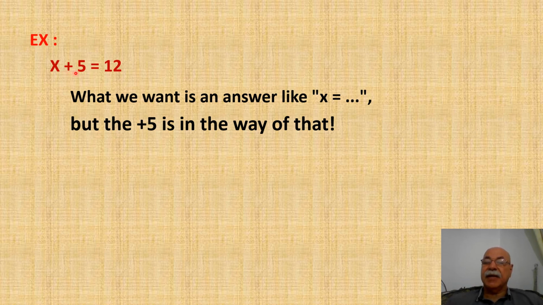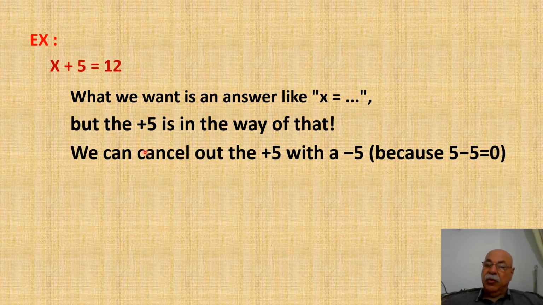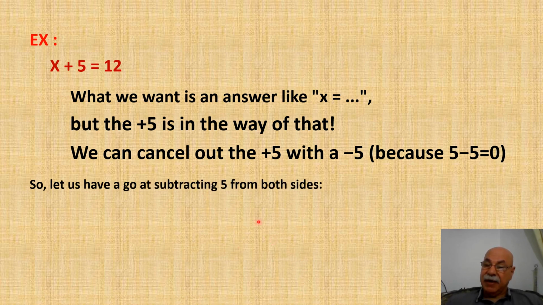This plus 5. We can cancel it out with minus 5, because 5 minus 5 equals 0. So let's subtract 5 from both sides. Here I can cancel out the plus 5 with the minus 5 because this becomes 0. That's why I subtract 5 from both sides.